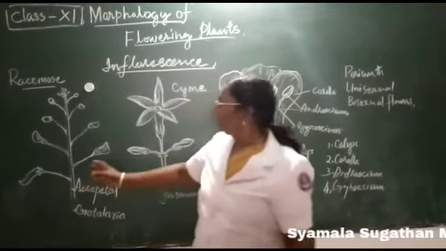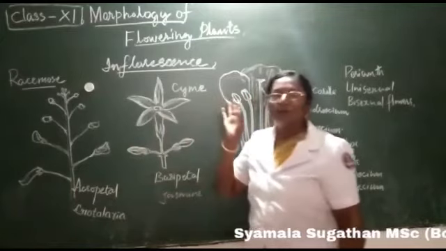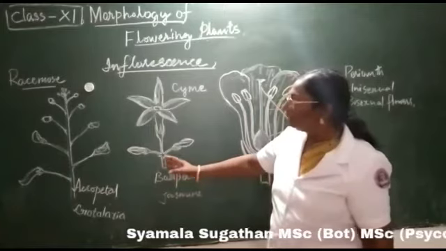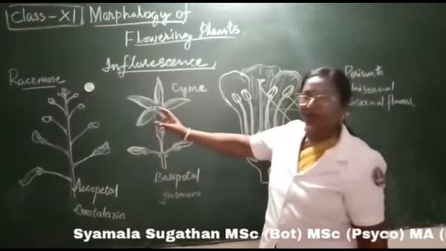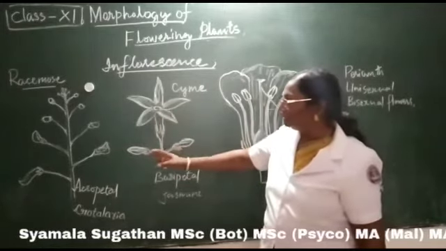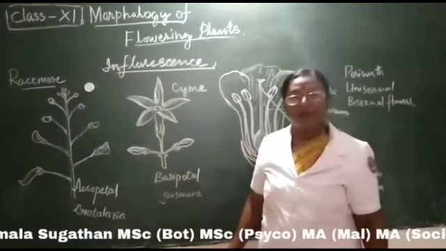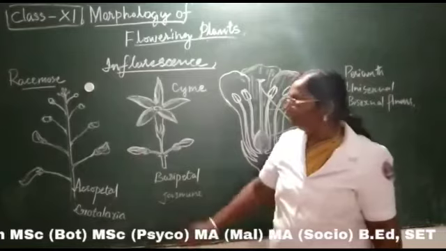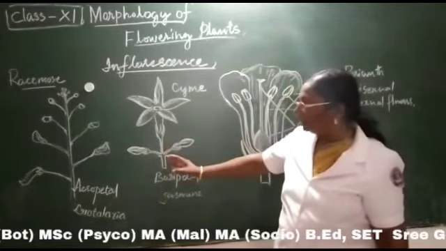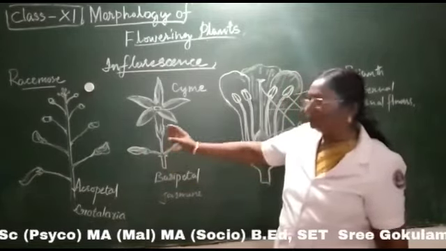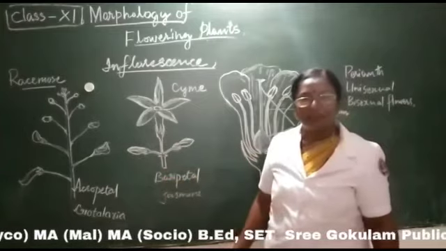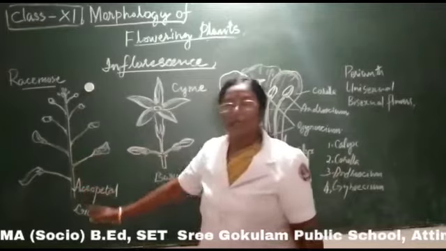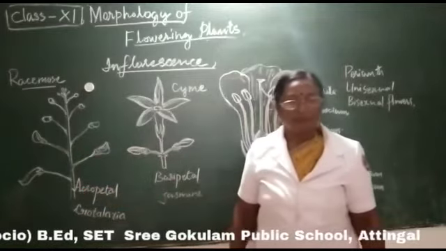And the second type of inflorescence is cymose inflorescence or cyme. Here the main axis terminates in a flower, and two lateral buds also end in flowers, but they open later. The cymose type of inflorescence is called a definite type of inflorescence, and the racemose type is an indefinite type of inflorescence.